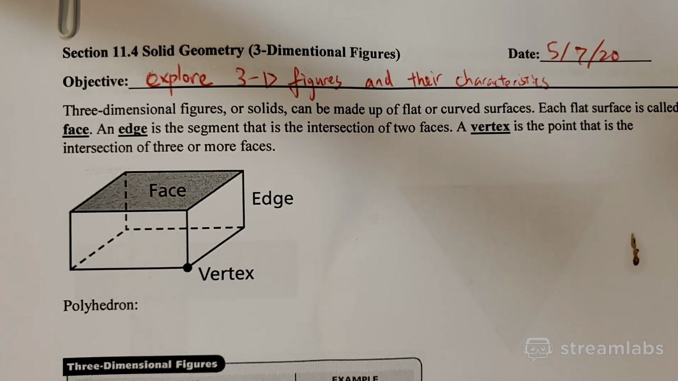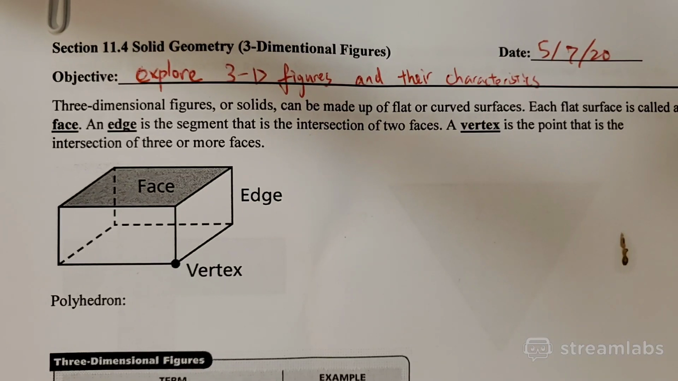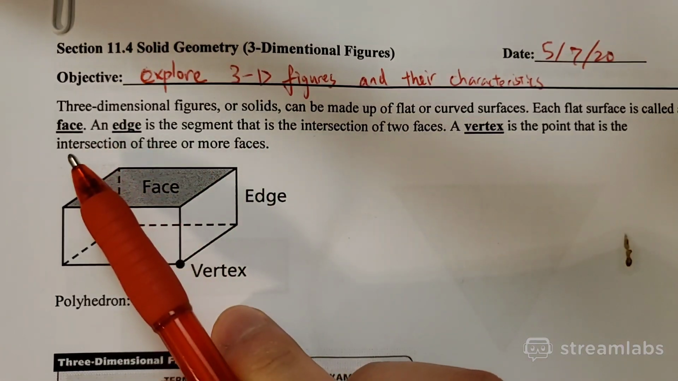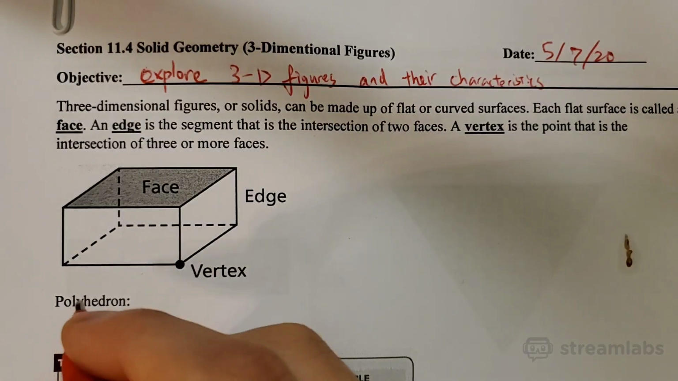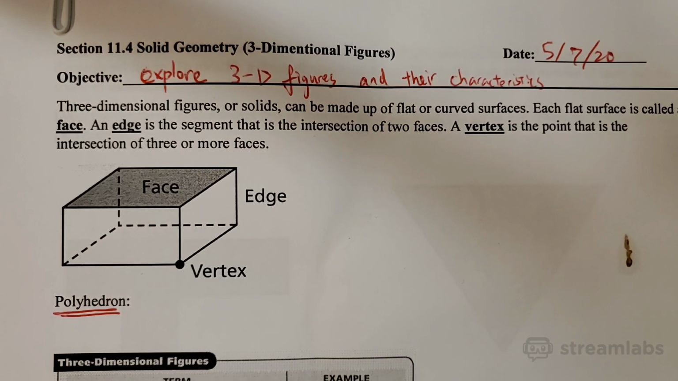So if you look at this figure right here, you can see that it has different aspects, and today we're going to talk about how these solids are formed in general. So the first one I want to introduce to you is called a polyhedron. What does the word polyhedron remind you of? Type in the comments. What does it remind you of?